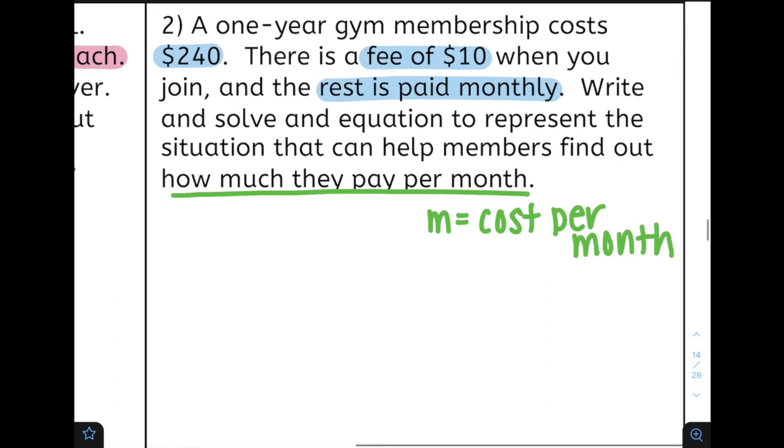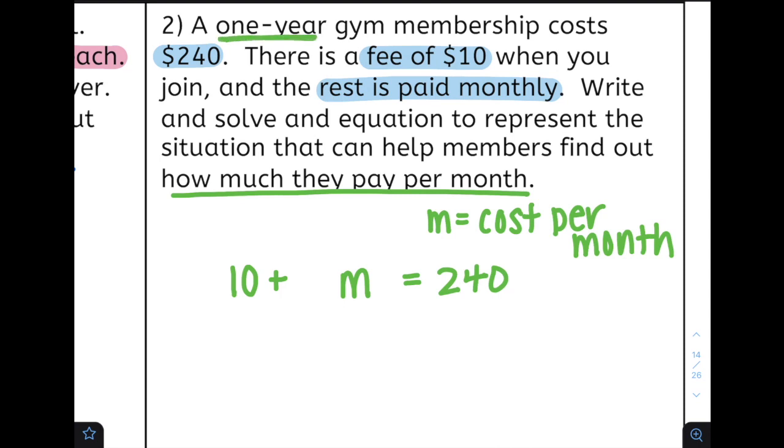All right, I know that if I have a $10 fee, I'm going to add that to my M, and that's going to equal $240. Every month, I have to pay M amount of dollars, but I don't know what that M is. So I know that if I pay monthly, it's going to be 12 months. There's 12 months in a year because we're referring to a 1-year gym membership. So 12M, 12 is going to be our coefficient. So from this point on, now I can start to solve.